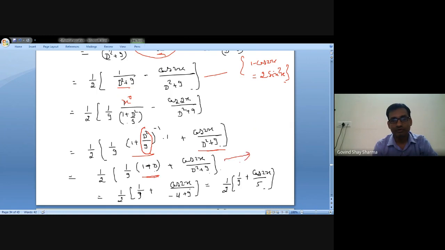Okay, this is the important part. You have to understand this very well. Now, cos 2x upon D square plus 9.